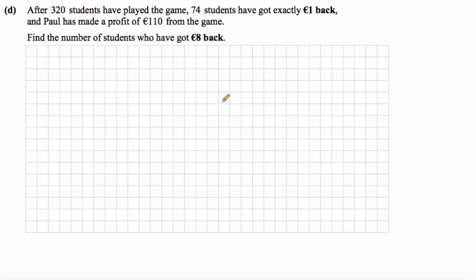Part D says after 320 students have played the game, 74 students have got exactly €1 back, and Paul has made a profit of €110 from the game. Find the number of students who got €8 back. Okay, so let's see, if 320 students played the game, 74 got €1 back. So let's see the students left over then. 320 minus the 74 leaves us 246. So there's 246 students that either got €8 back or they didn't get anything back. They just paid the euro to play.